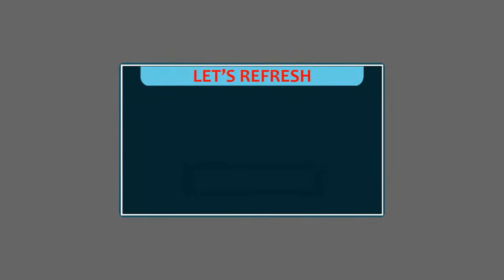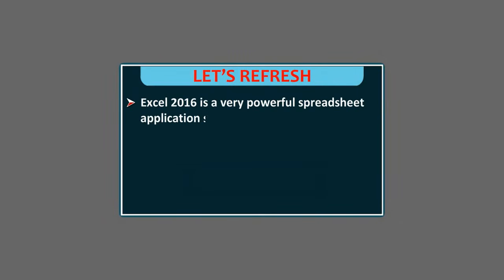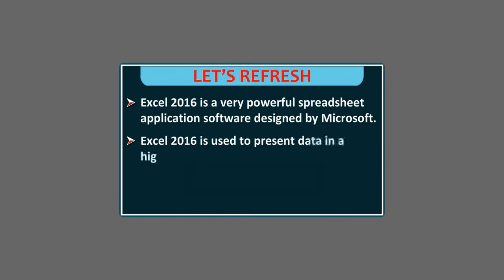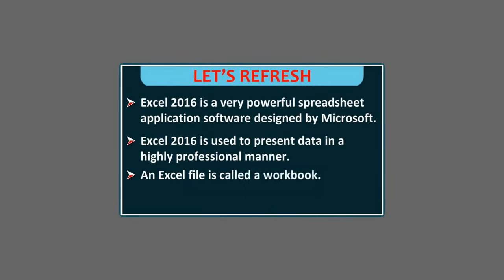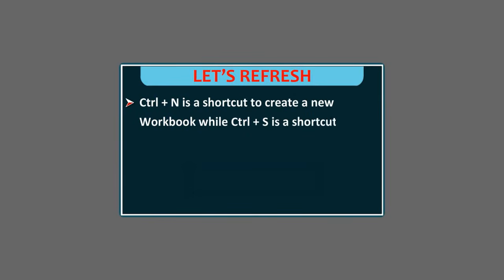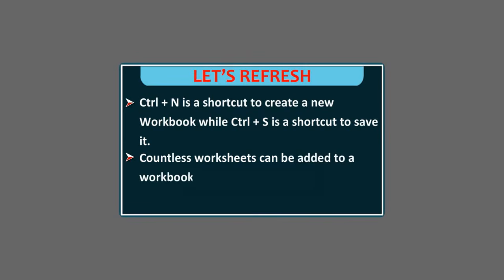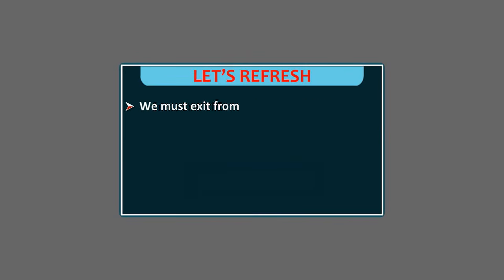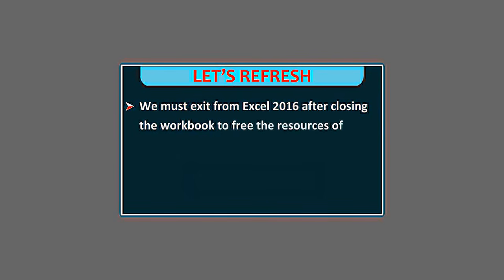Let's refresh. Excel 2016 is a very powerful spreadsheet application software designed by Microsoft. Excel 2016 is used to present data in a highly professional manner. An Excel file is called a workbook. Ctrl+N is a shortcut to create a new workbook, while Ctrl+S is a shortcut to save it. Countless worksheets can be added to a workbook. We must exit from Excel 2016 after closing the workbook to free the resources of the computer.